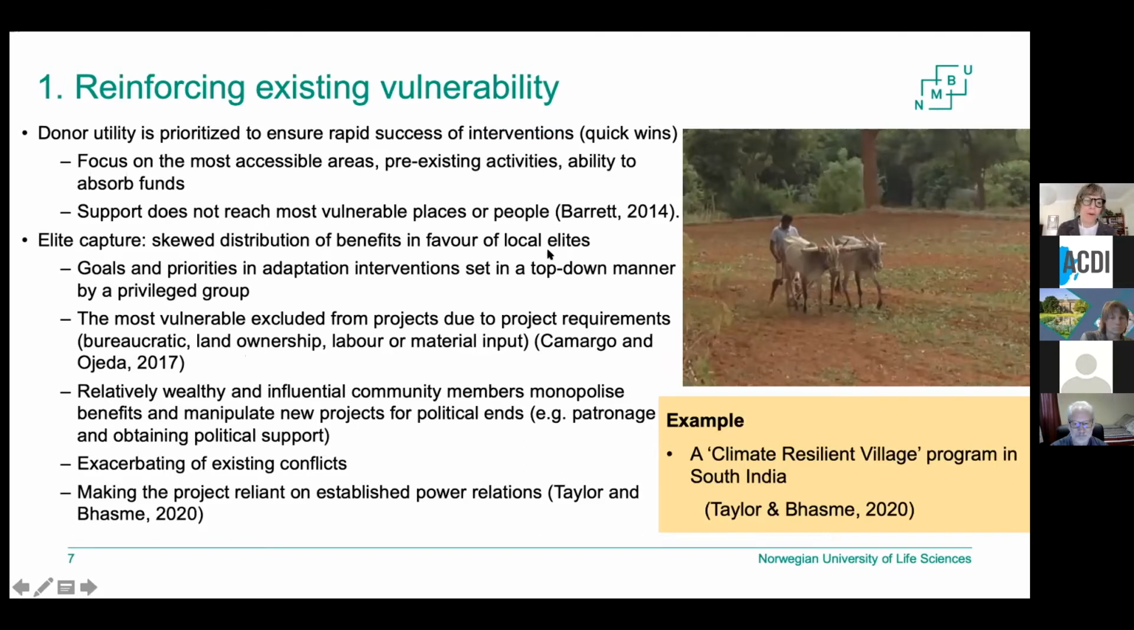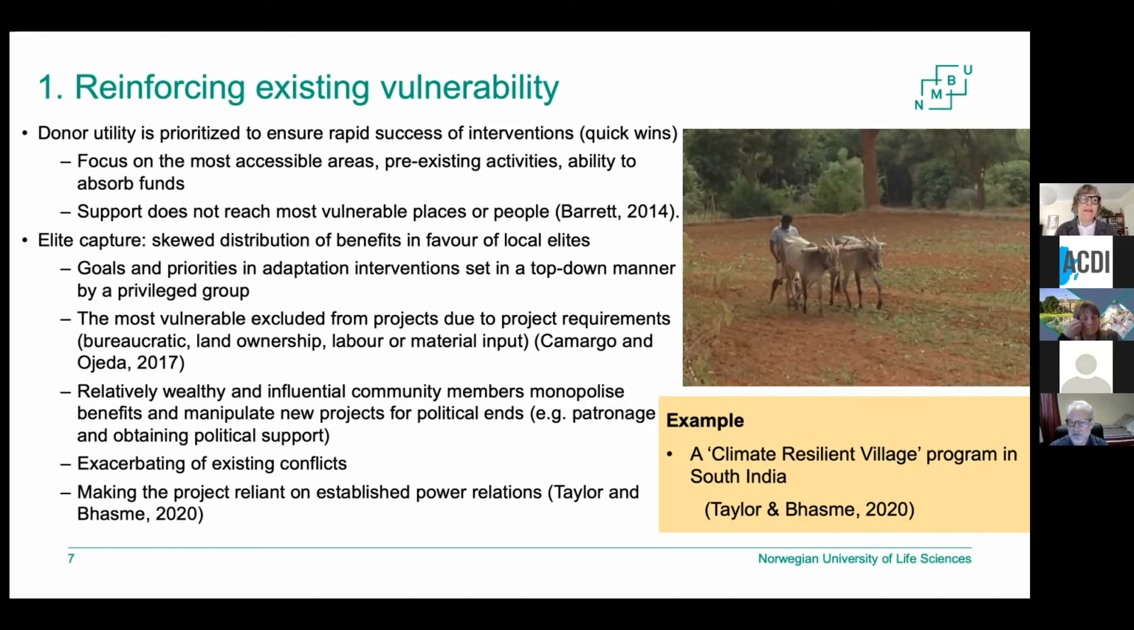Just to give you an overview of what we found in terms of reinforcing existing vulnerability, there were two areas. There was where we saw donor utilities being prioritized to ensure rapid successive intervention, so quick wins. This often meant going to the places that could be accessed more easily, or where there are already projects that just needed a bit of a top-up to make them adaptation projects. And also that there was maybe an existing agreement in place, so that things could be set up institutionally quickly as well. But the challenge of this is that you're working with people that you've worked with before, and that means you're not working with those people who probably need more help because they haven't been getting previous attention. So that was the first part of this.